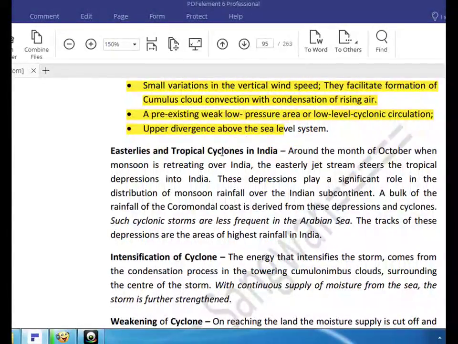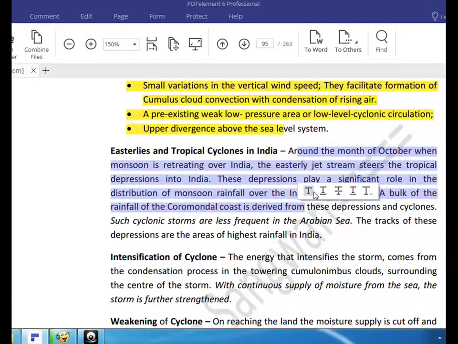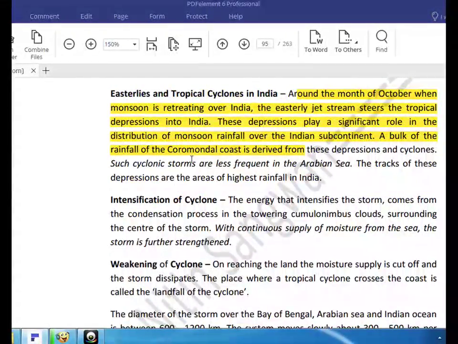Easterlies and tropical cyclones in India. Around the month of October when monsoon is retreating over India, the easterly jet stream steers the tropical depressions into India. These depressions play a significant role in the distribution of monsoon rain all over the Indian subcontinent. A bulk of the rainfall of the Coromandel coast is derived from these depressions and cyclones. Such cyclonic storms are less frequent in the Arabian Sea. The tracks of these depressions are the areas of highest rainfall in India.